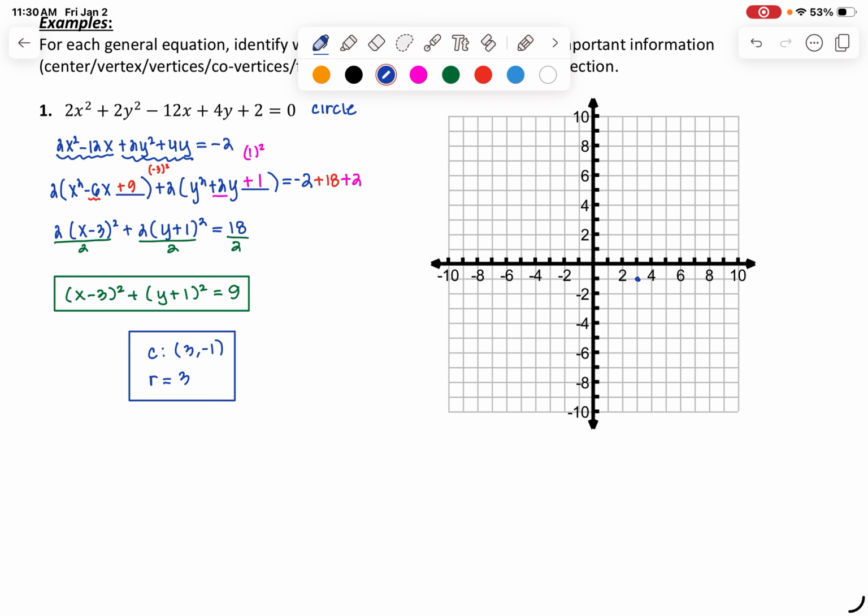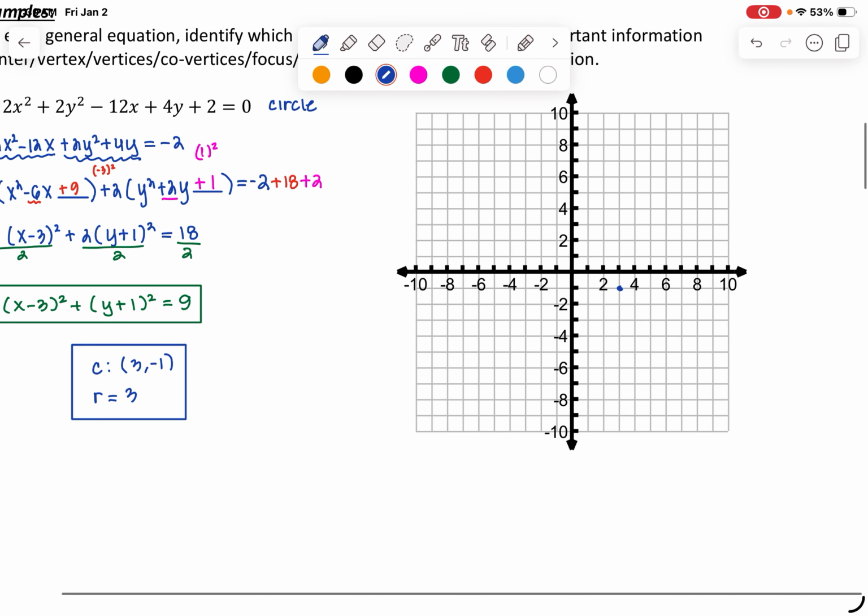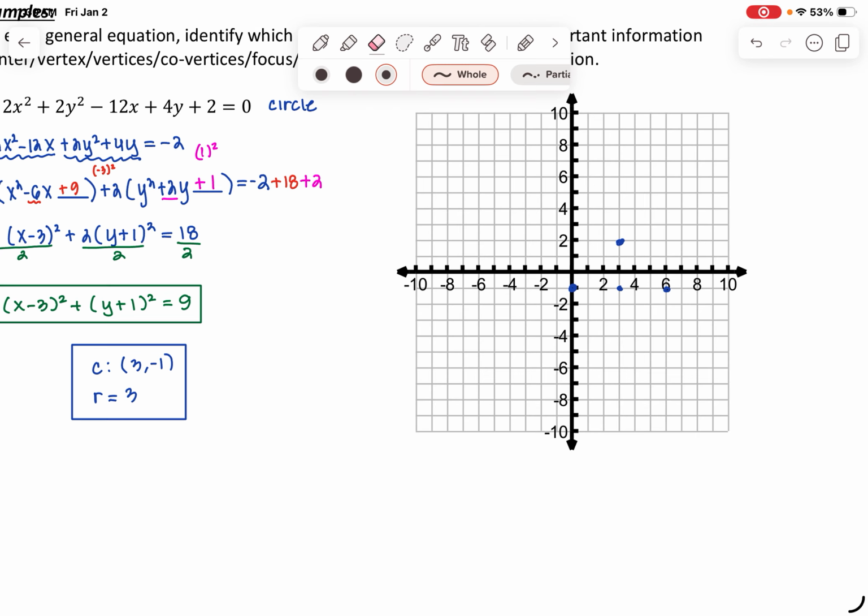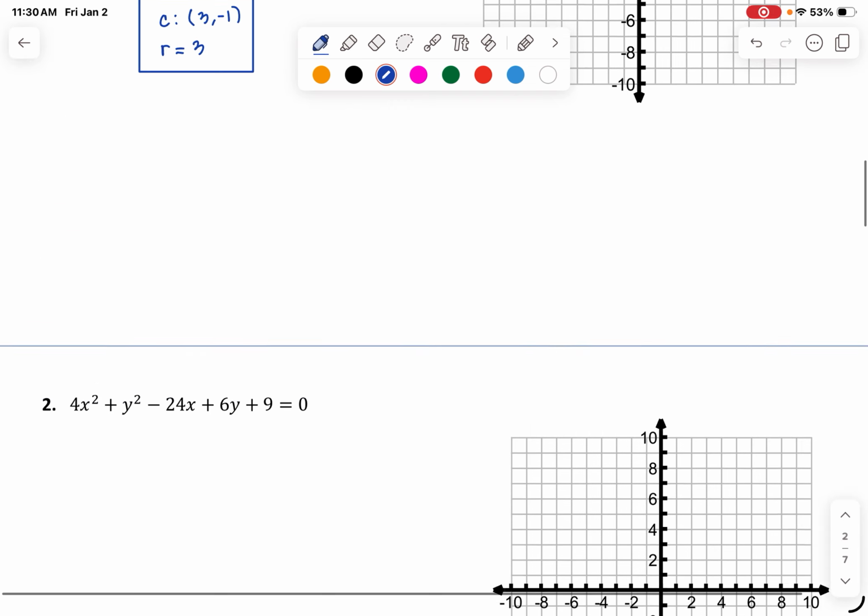3, negative 1 is right here. Our radius is 3, so go right 3, go left 3 from the center, go up 3, and go down 3 from the center. 1, 2, 3. It's only 2. I was like, that looks weird. 1, 2, 3. All right, connect those 4 points to make your circle. Oh, sorry, it just always amazes me when it thinks that I'm drawing something that's not a circle. Okay, and there's your circle. Beautiful, right? All right, moving on to our next one.